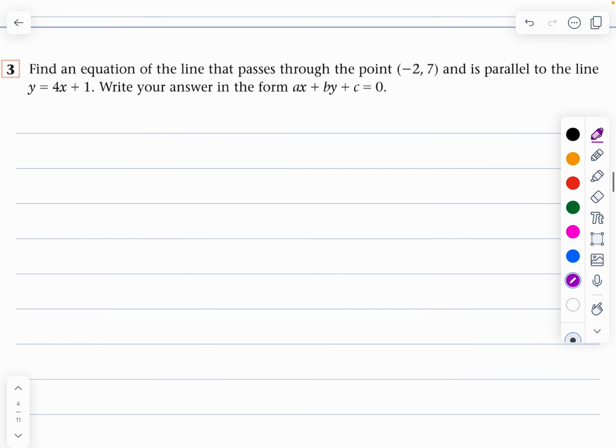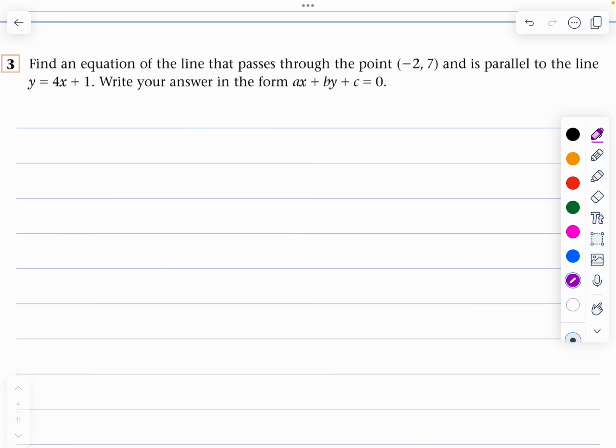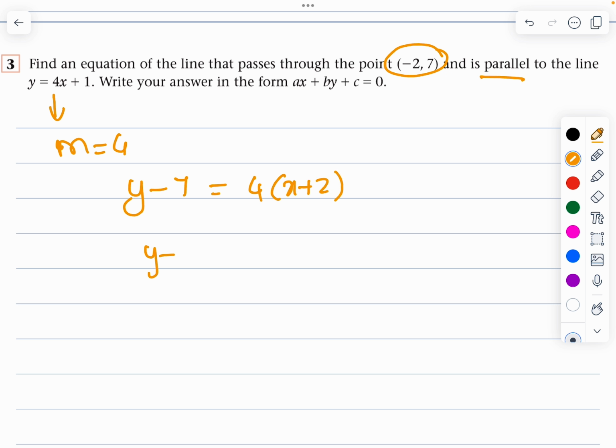Next, question number 3. Find the equation of a line that is passing through (-2, 7) and parallel. So what is the gradient of this line? Gradient of this line is 4. Parallel means the gradient will remain the same. Then y minus y1 equals m times (x minus x1). So y minus 7 equals 4(x plus 2), which is 4x plus 8.